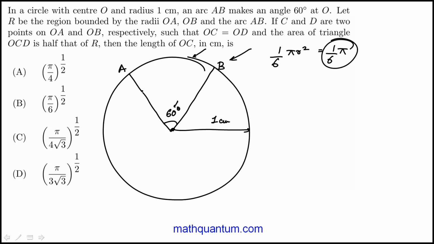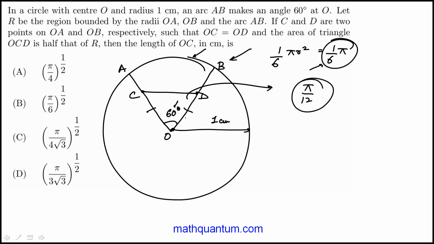Now we're told that for this triangle, the points C and D are chosen so that both OC and OD are equal. And we're told that the area of that triangle is half of that, which means pi over 12. Now if you look at this triangle, it's an isosceles triangle, which means these two angles have to be equal, if we call them x and x. Since that's 60 here, these two have to add up to 120. If they're each equal, they have to be 60 and 60.